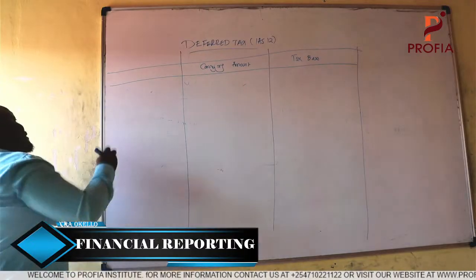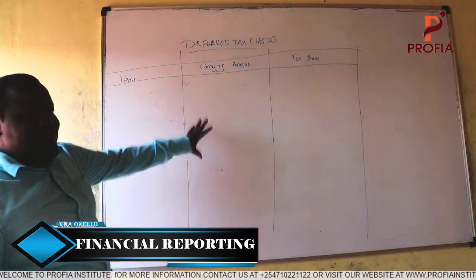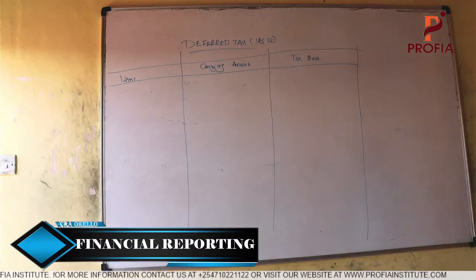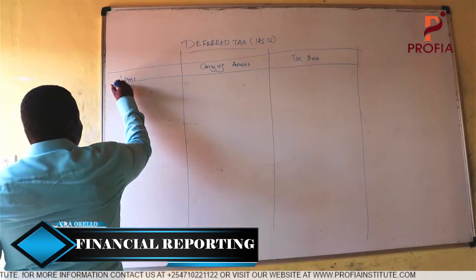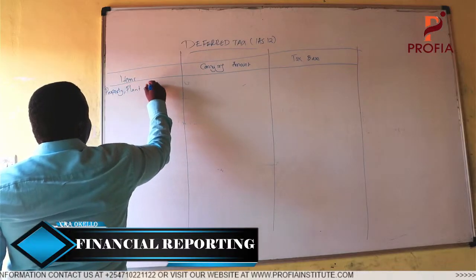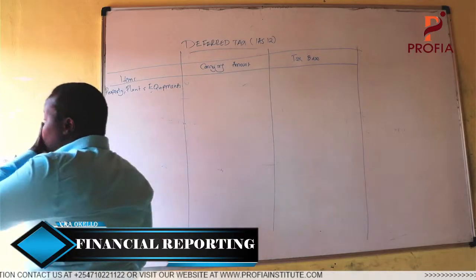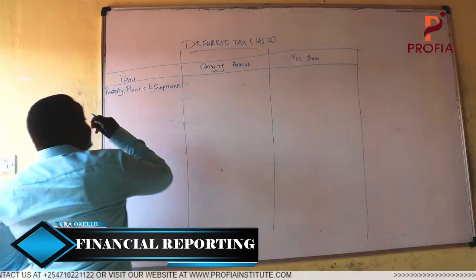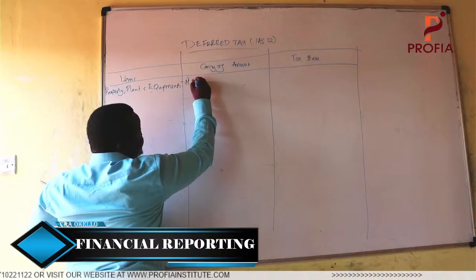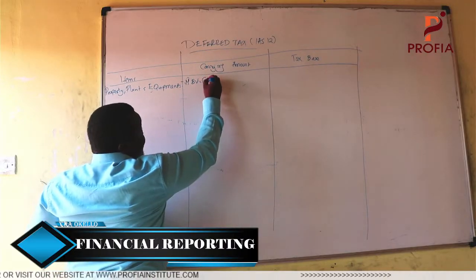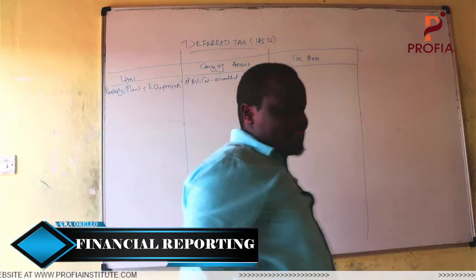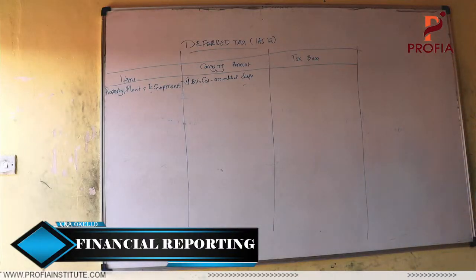So I want us to look at some of the items and define their carrying amounts and their tax bases. You can start with PPE. What is the carrying amount of PPE? PPE includes property, plant, and equipment. In section 1 we learned, although we are not using the same term, we say it is the net book value, which is calculated as cost minus accumulated depreciation.